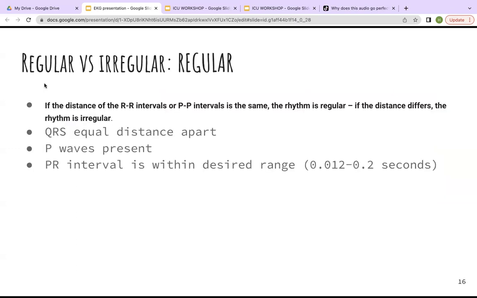When we're talking about regular versus irregular, it can get a little confusing, because when we're referencing regular or irregular, we're really discussing: are the R to R intervals and P to P intervals the same, if they're equal distance apart? If P waves are present, PR intervals are within desired range, and our QRSs are equal distance apart, that's what's going to make a regular rhythm.